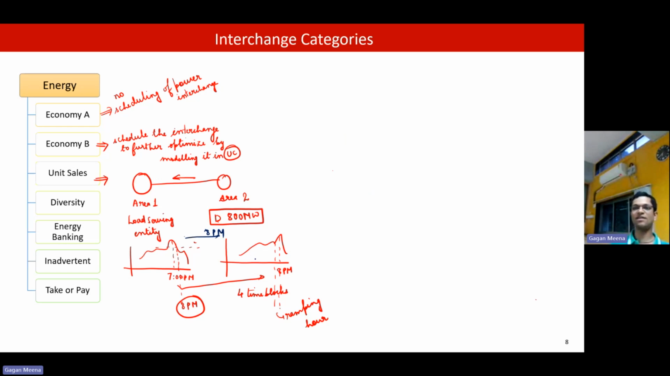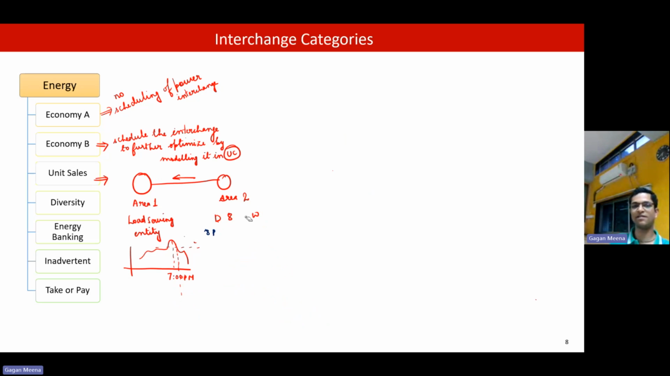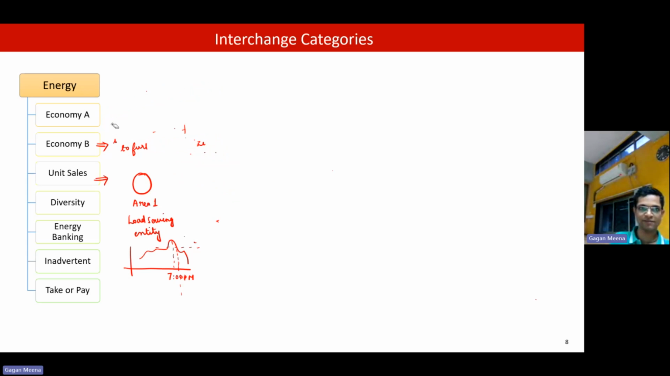If demand is there in Nepal and Bhutan, and if there is excess generation in the Indian subcontinent, then that can also be used to supply demand in the neighboring countries. So it's a very good example.